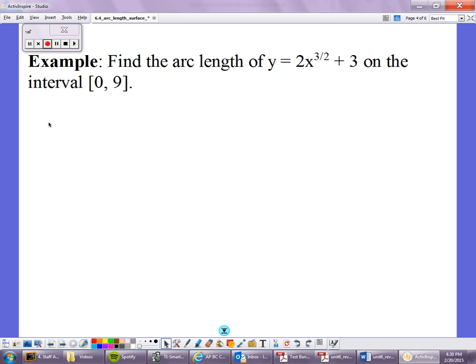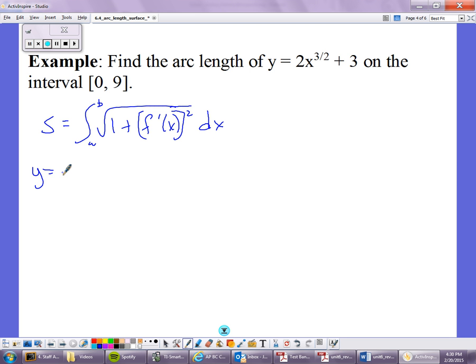Our formula says that this arc length s is going to be equal to the integral from a to b of the square root of 1 plus f prime of x squared dx. So first thing we have to figure out is what is f prime. If y is 2x to the 3 halves plus 5, then y prime will be 3x to the 1 half. And y prime squared, because that's what we're really going to need here, is going to be 9x. It turns out pretty nice.